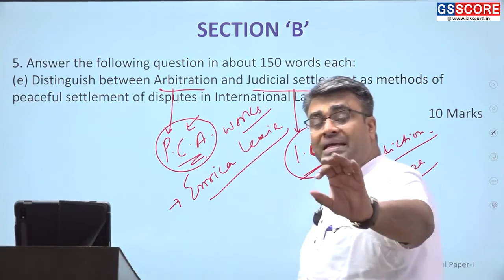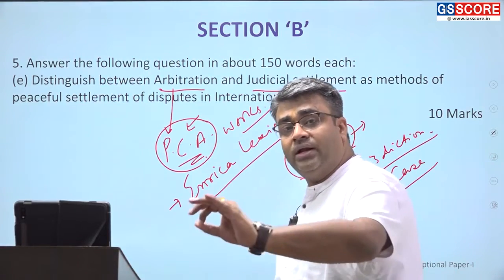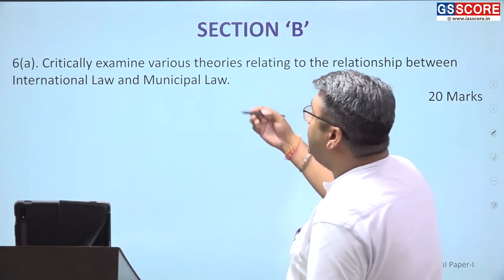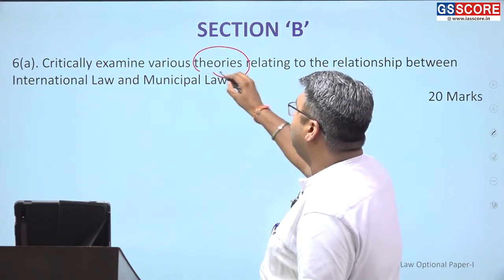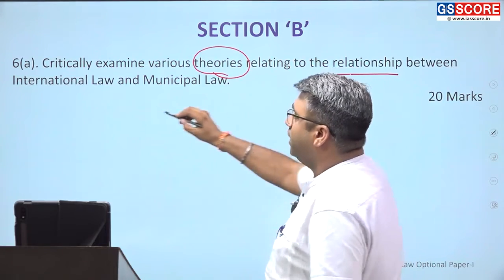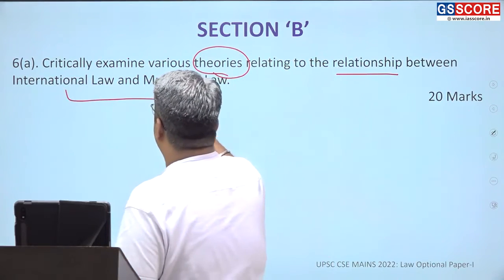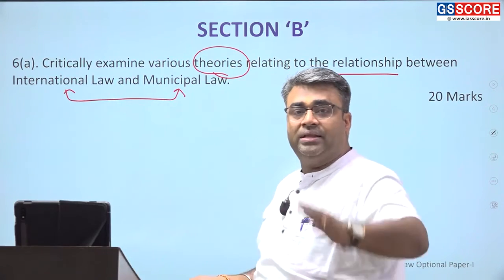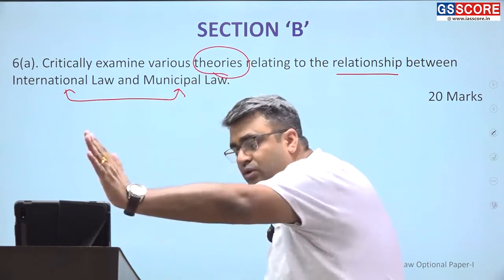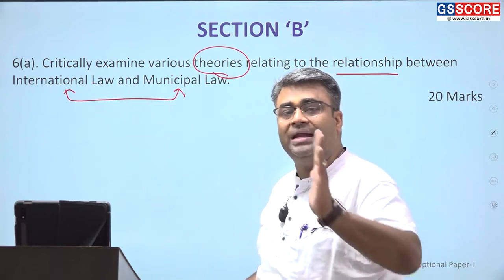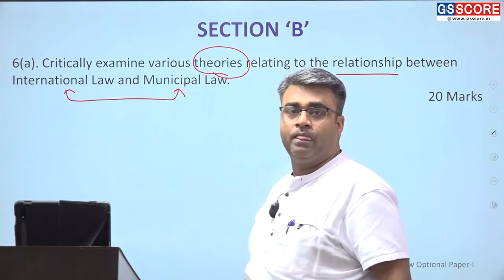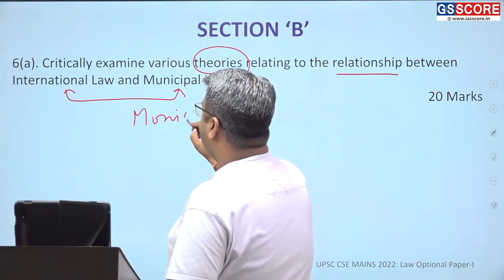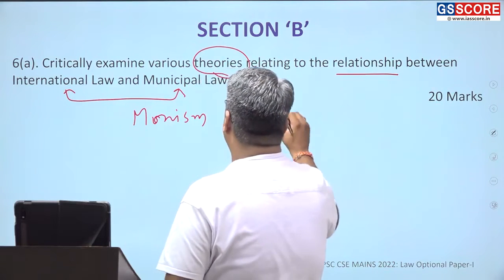International law is one of the easiest subjects in the law optional. Please mind this thing. Critically examine various theories relating to the relationship between international law and municipal law. Again, one of the easiest questions. Whether international law is separate from municipal law or whether municipal law and international law both are the same. In this case, we normally follow monism theory and dualism theory.